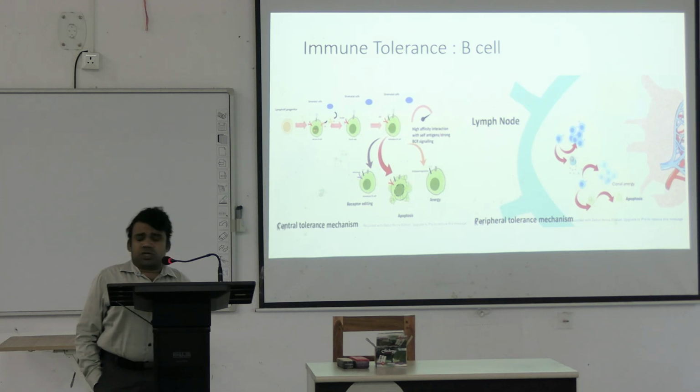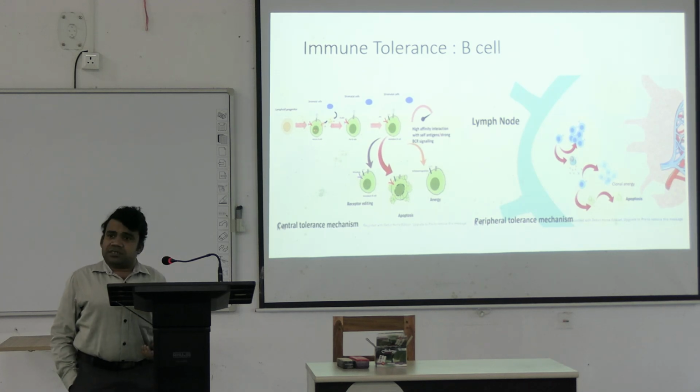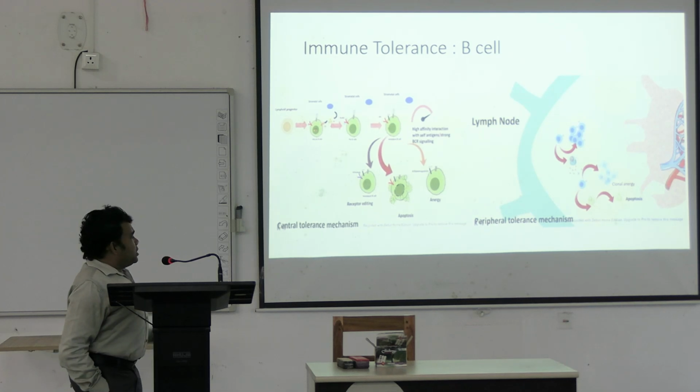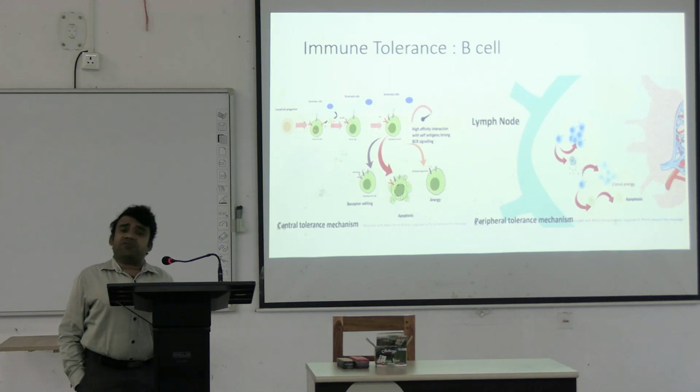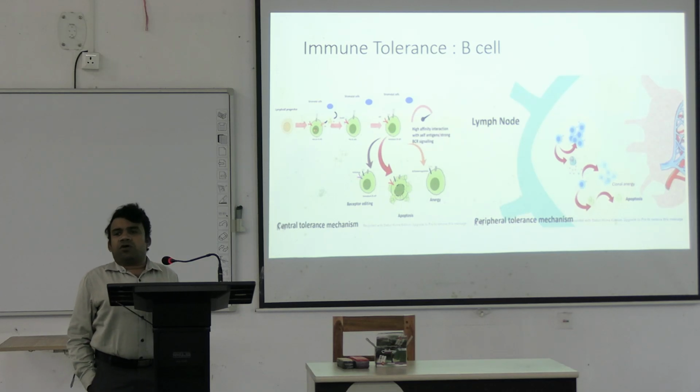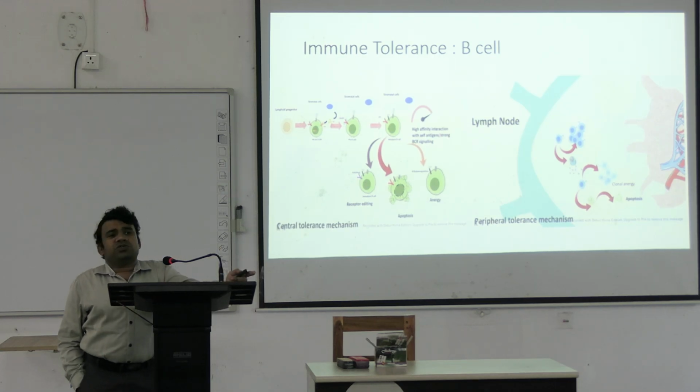Humoral fraction means the production of antibodies, that means the B cells. I have already told you the B cells will have a central mechanism and a peripheral mechanism. Central mechanism means the B cells originate from the bone marrow. So during the maturation in the bone marrow, there is selection of the B cells which do not have affinity to self cells. That is called the central tolerance.